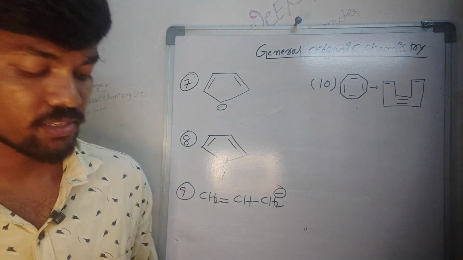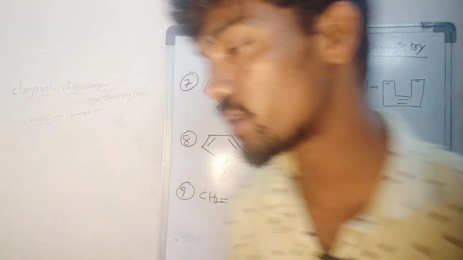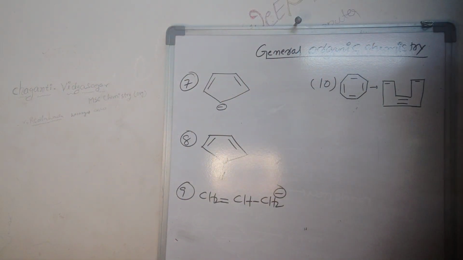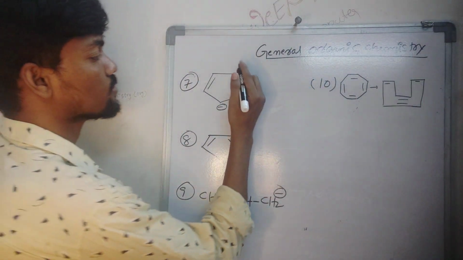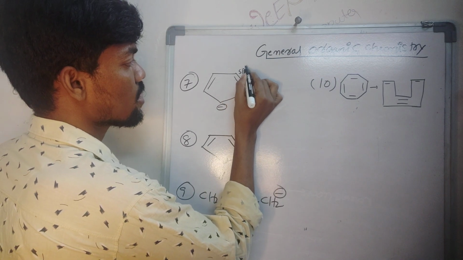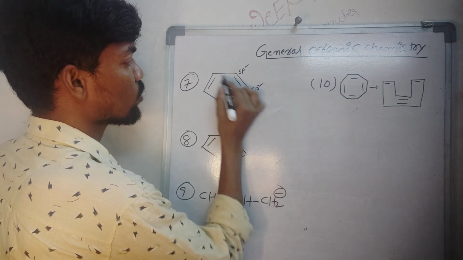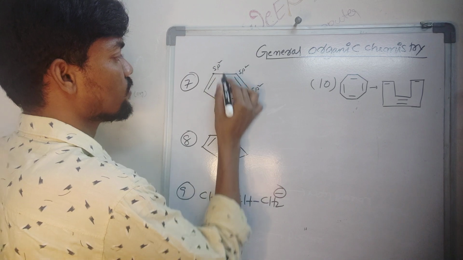Okay, friends. Next structures are given here. What are the structures given here? We have to go through them. The first structure is this. So tell me, boys or girls. Next one. This is sp2 carbons. Okay, I am right. I am writing here. Very good.